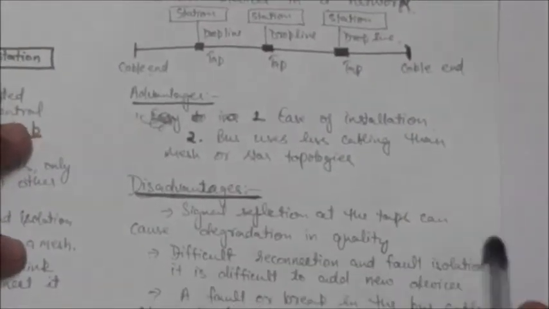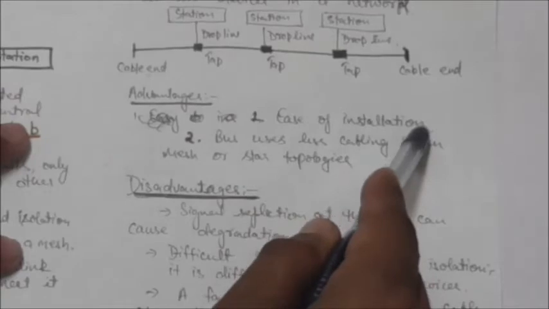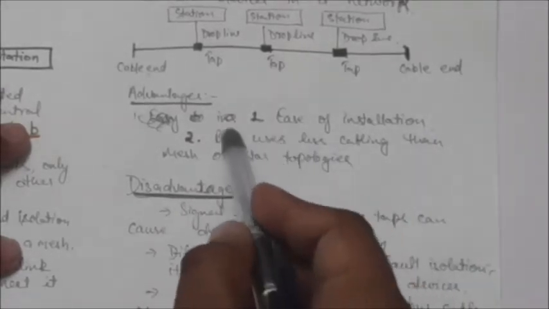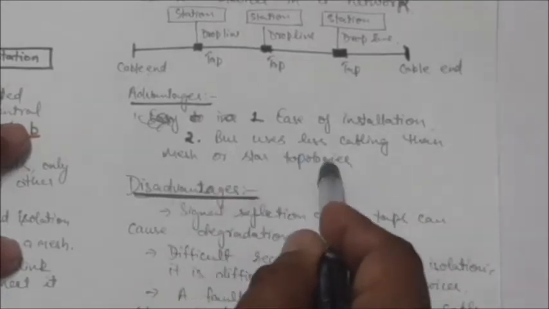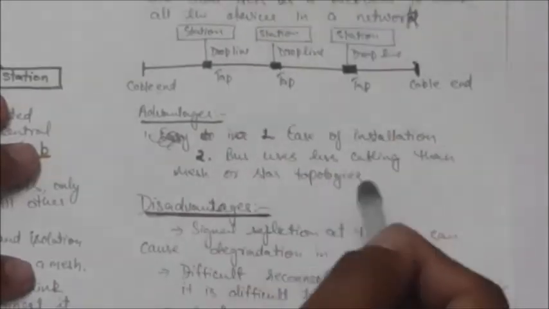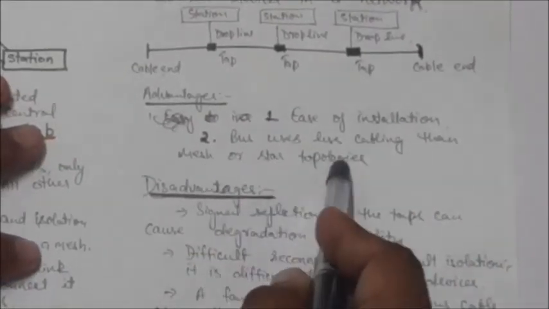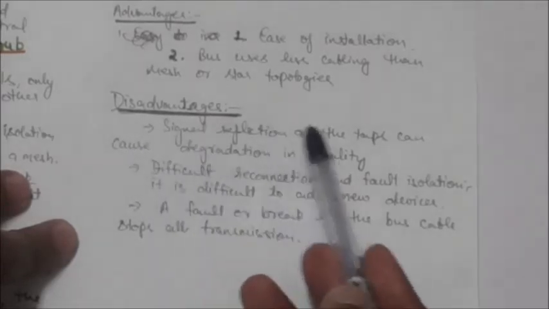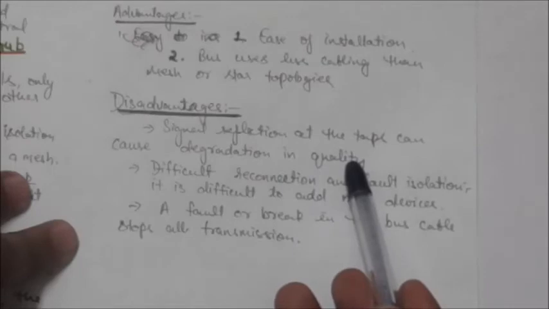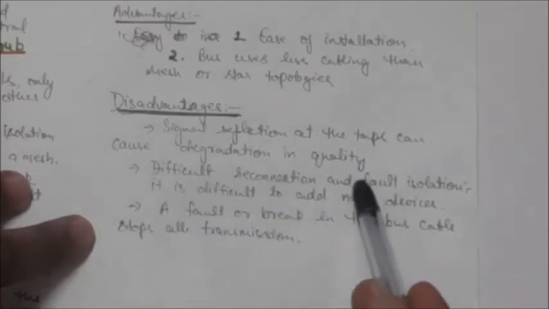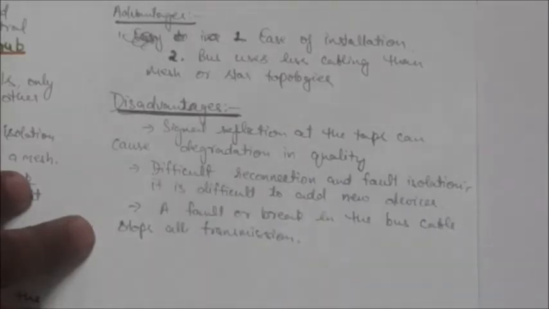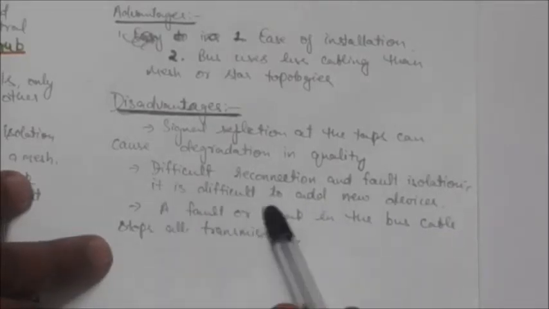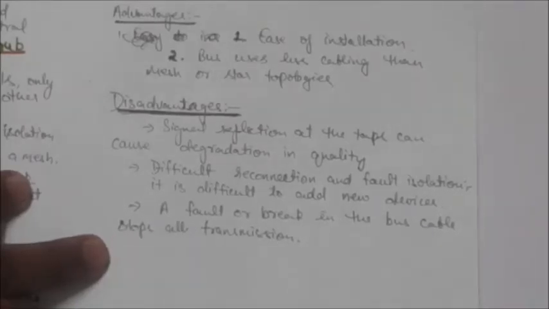Now what are the advantages of bus topology? The main advantage of bus topology is ease of installation, right? Another advantage is that bus uses less cabling than mesh or star topologies, right? Now what are the disadvantages in bus topology? One of the disadvantages is that the signal reflection at the taps can cause degradation in quality. Another disadvantage is reconnection and fault isolation are difficult in bus topology. In bus topology, it is difficult to add a new device. Another disadvantage is that a fault or a break in bus cable will stop all transmission.